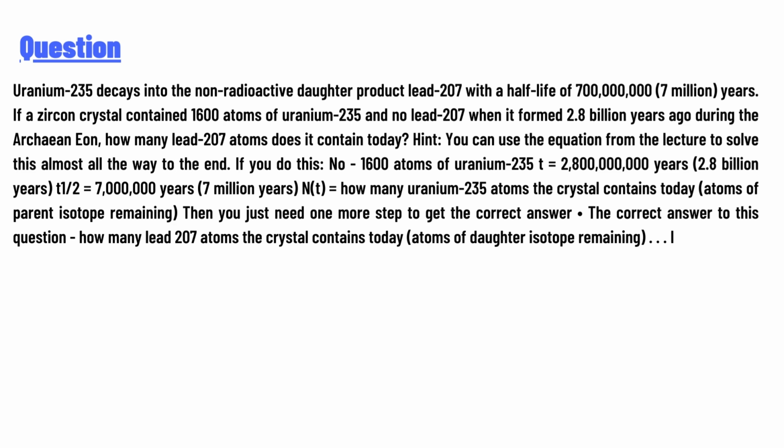Hence, you can use the equation from the lecture to solve this almost all the way to the end. If you do this, the number is 1600 atoms of uranium-235, t is equal to 2.8 billion years, t1/2 is 700 million years, and into t. How many uranium-235 atoms does the crystal contain today? Then you just need one more step to get the correct answer.